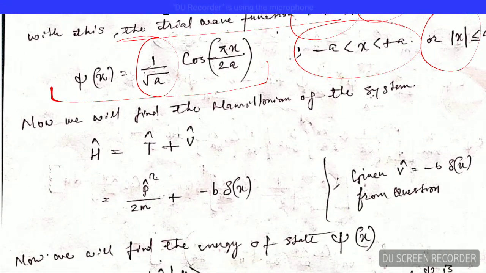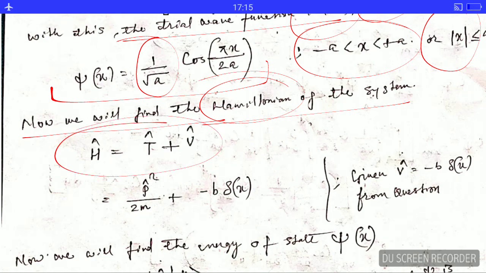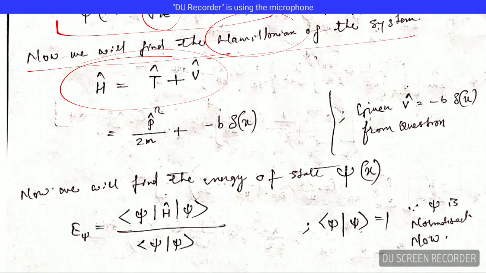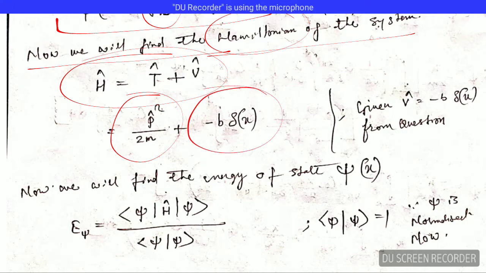Now we have to find out the Hamiltonian of the system. We are still unaware of the Hamiltonian of the system. Okay, so we know that the Hamiltonian is the sum of the kinetic energy and the potential energy. Kinetic energy is just p square upon 2m, and this is the potential which was given to us, attractive delta potential from the question.